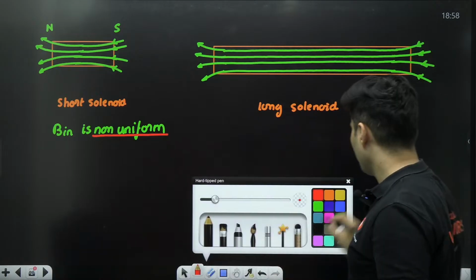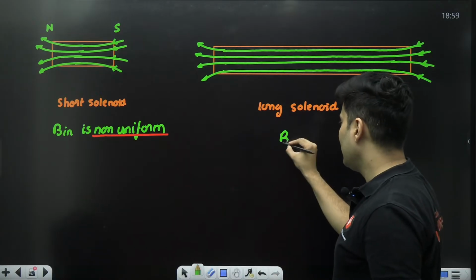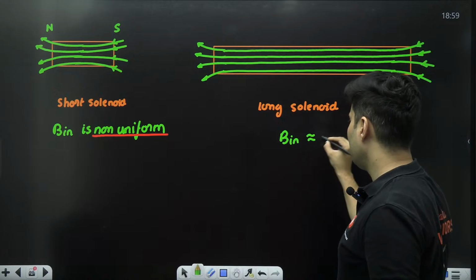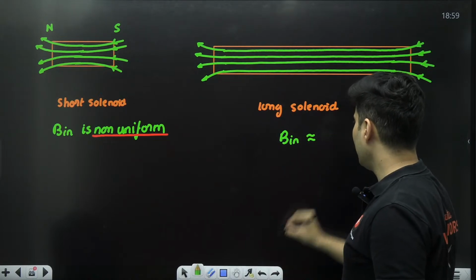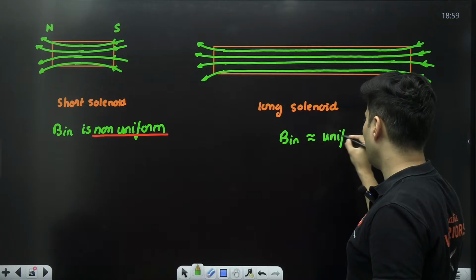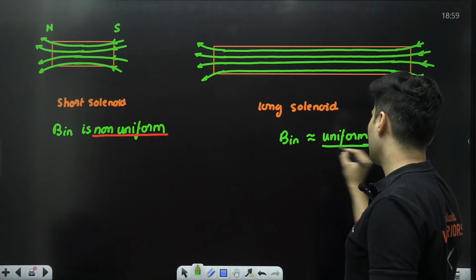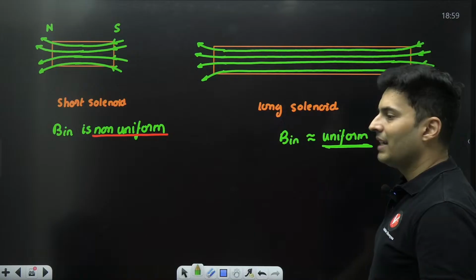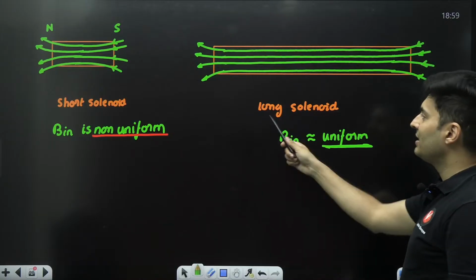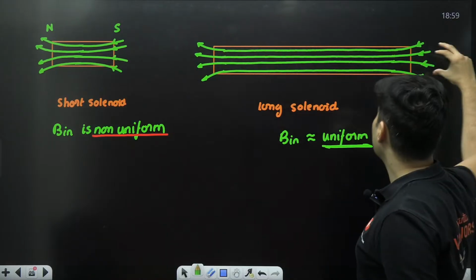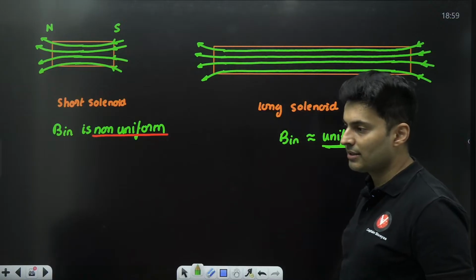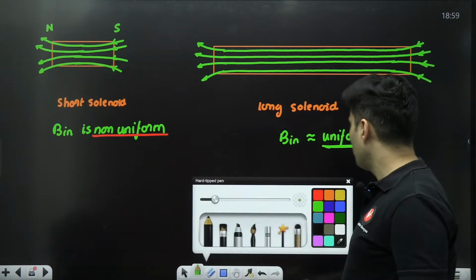Whereas over here, you can see that the magnetic field inside is roughly constant, or basically uniform in nature. So that makes a huge difference, and we basically study long solenoids where the length is much larger as compared to the cross section. Not just that, you will also notice one thing.